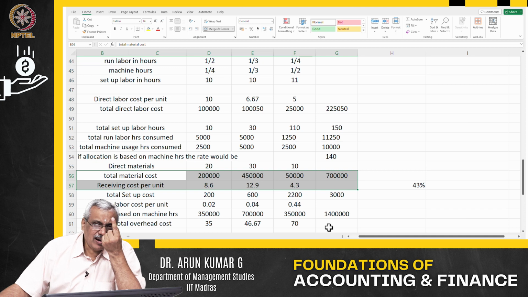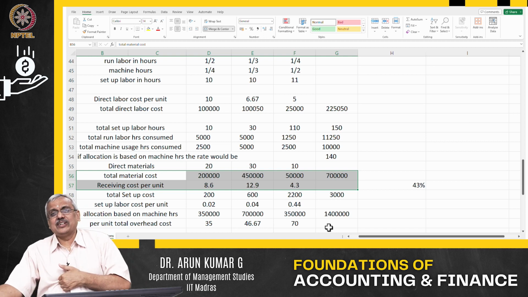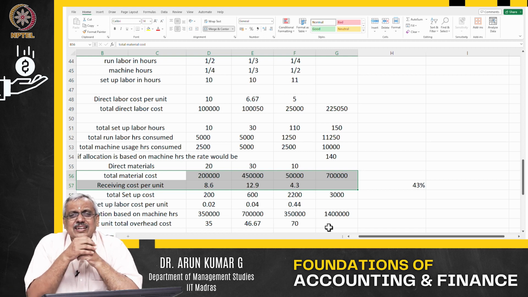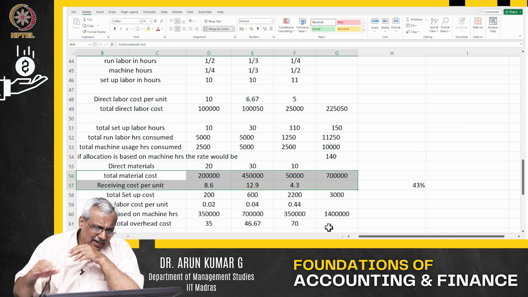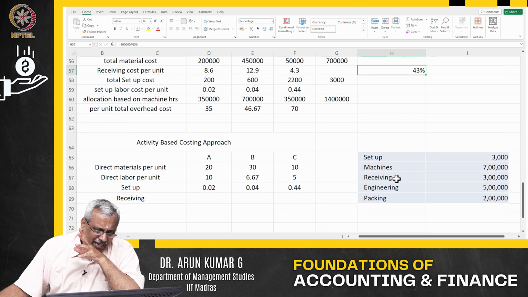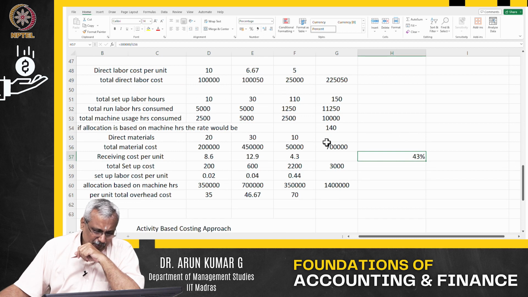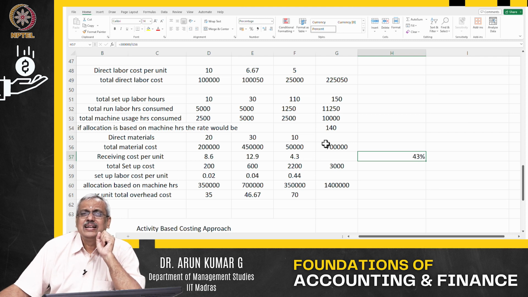Imagine I might receive a small component, but the cost might be huge. I might receive a huge component, and the cost might be relatively low. So whether the cost of the material has anything to do with receiving, it may not. Then what will have a relationship? The number of times I receive the components. The number of times and the number of components I receive will have a significant impact.